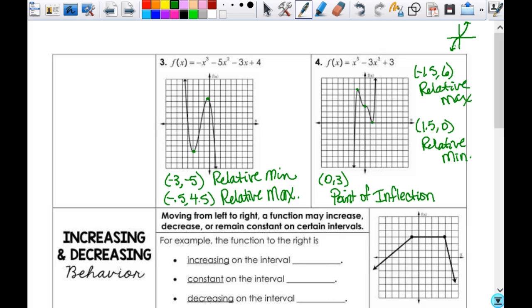When it opens down, it's concave down. Okay, so do you understand the concept of concavity? You probably talked about concavity with lenses and stuff in science, so hopefully you understand. But that's your basic concave up, concave down.